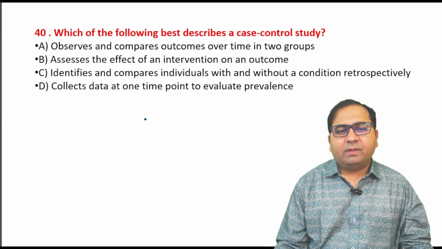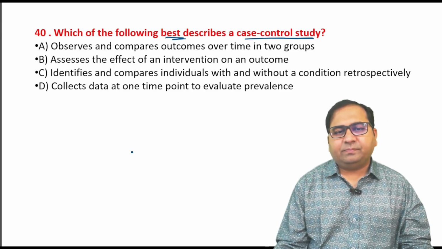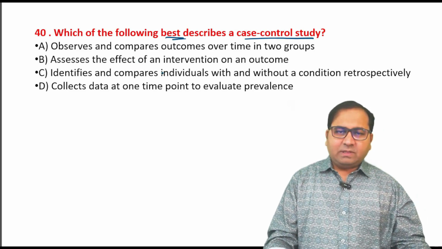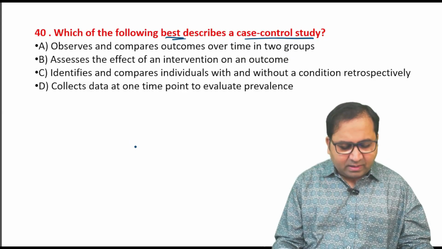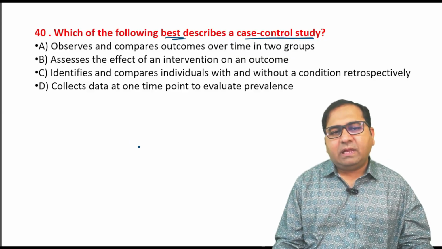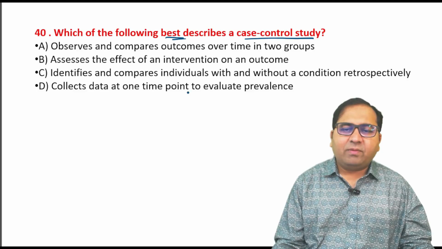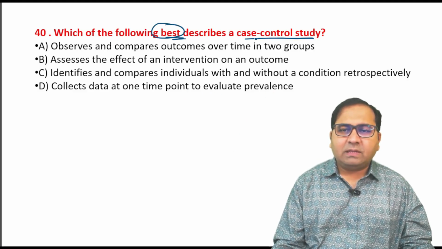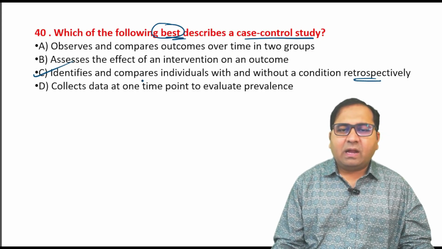Okay. Then next question. Which of the following best describes a case control study? The options are A. Observes and compares the outcomes over time in two groups. B. It assesses the effect of an intervention on an outcome. Or C. It identifies and compares the individuals with and without a condition retrospectively. Or D. Collects the data at one point to evaluate the prevalence. So, what is best describing a case control study? Going retrospectively. That is C. Identifying and comparing the individuals with and without a condition retrospectively.